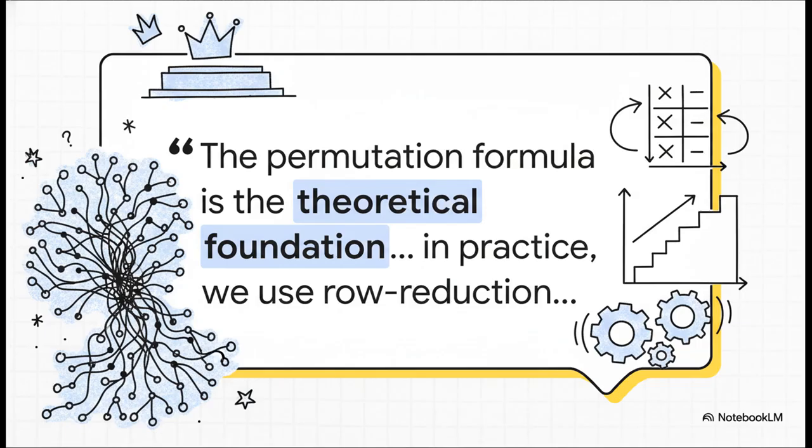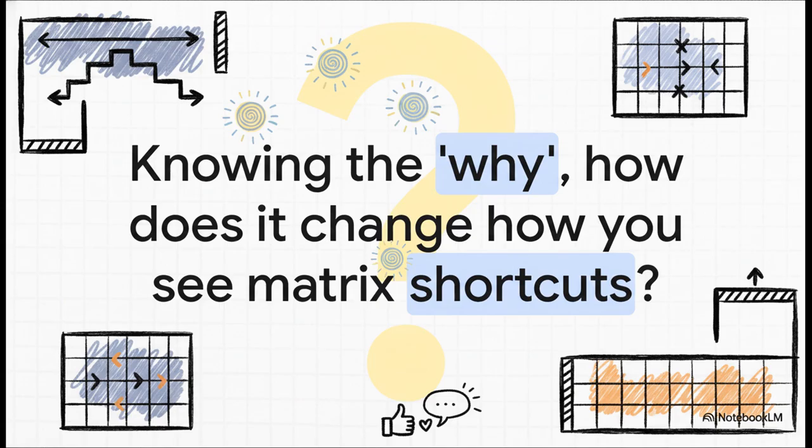That's why we have faster tools like row reduction or Laplace expansion. They're the shortcuts that are built on top of this beautiful but complicated foundation. And that's really the key takeaway here. The permutation formula isn't the tool you use every day. It's the blueprint that explains why the tools work. So I'll leave you with this question to think about. Now that you've seen the why, now that you know about this complex dance of paths and signs happening under the hood, how does that change the way you look at those simple shortcuts you've learned? It gives them a whole new meaning, doesn't it?